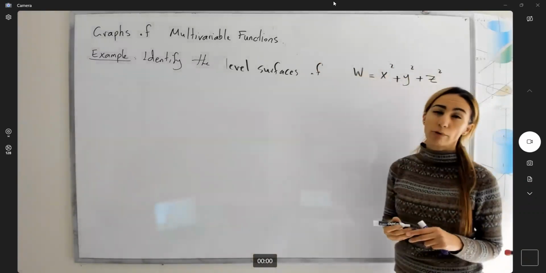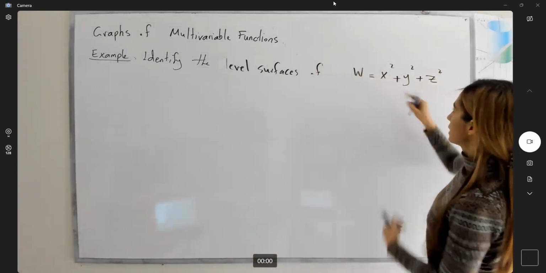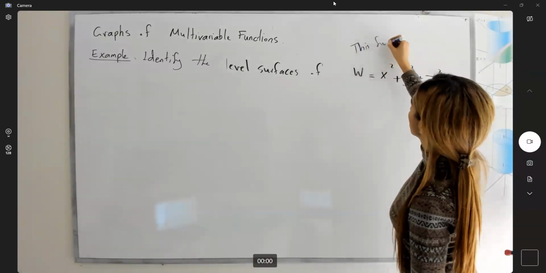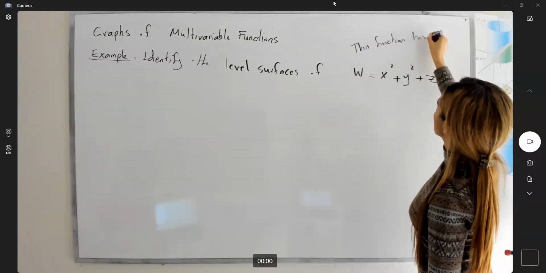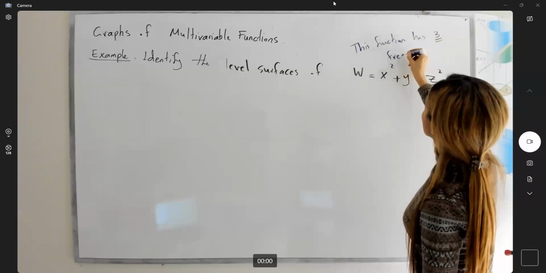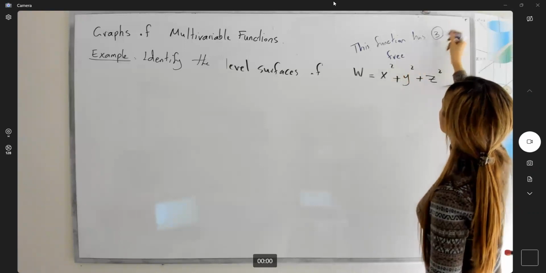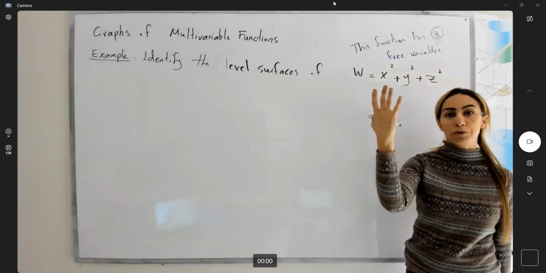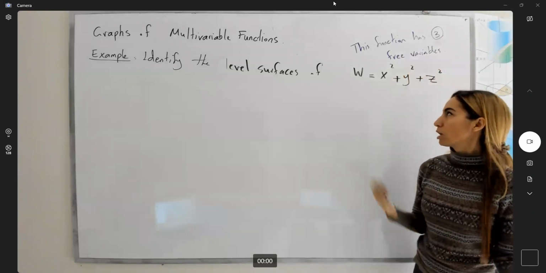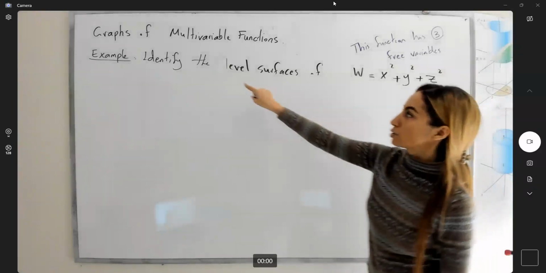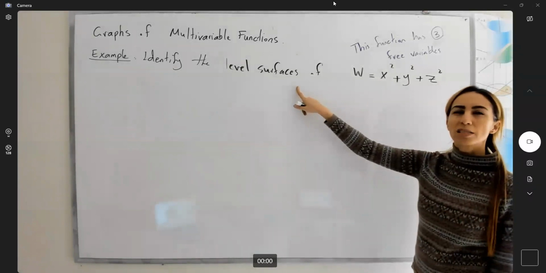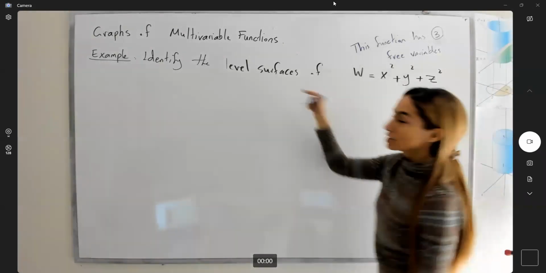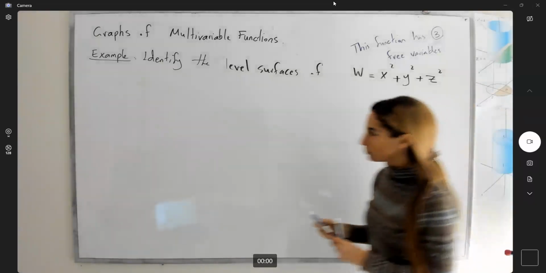Guys, this is a four-dimensional object. It has three free variables. It means that you have a four-dimensional object. Well, how do you visualize this? One way is to slice that with some surfaces and then visualize what the level surfaces of this four-dimensional object look like.